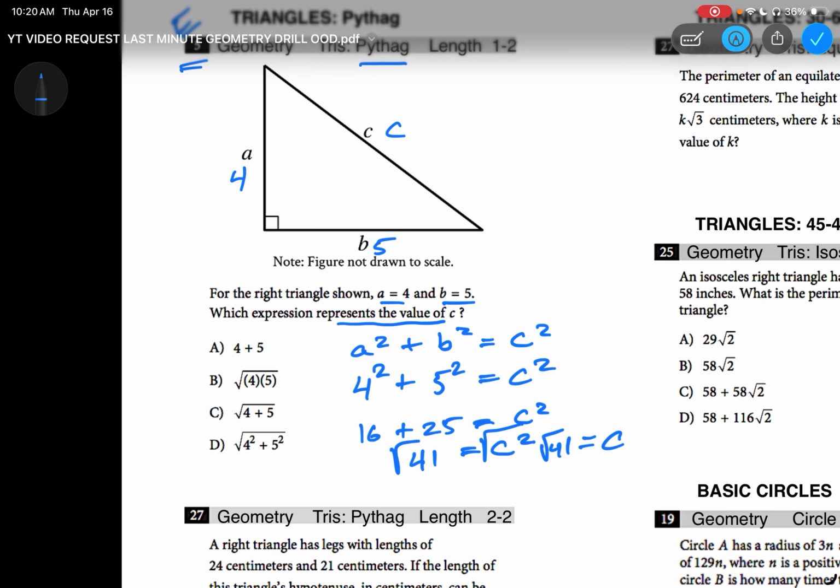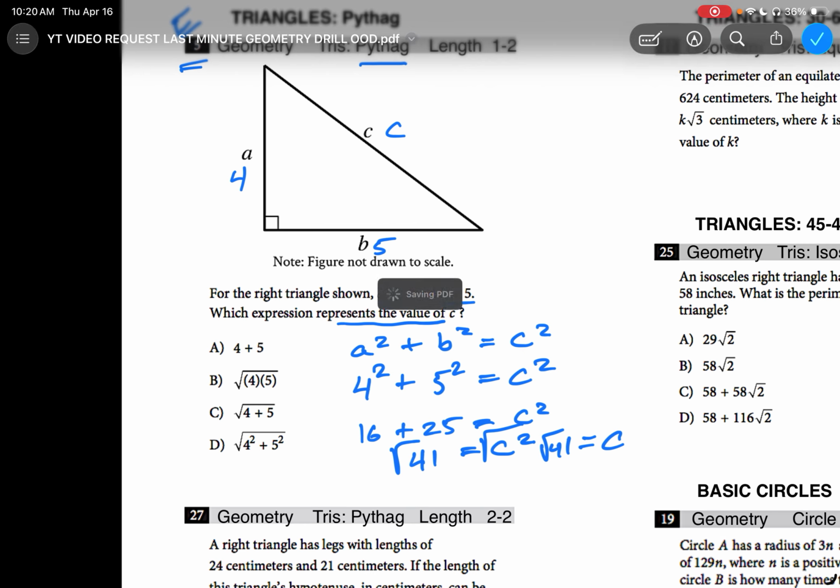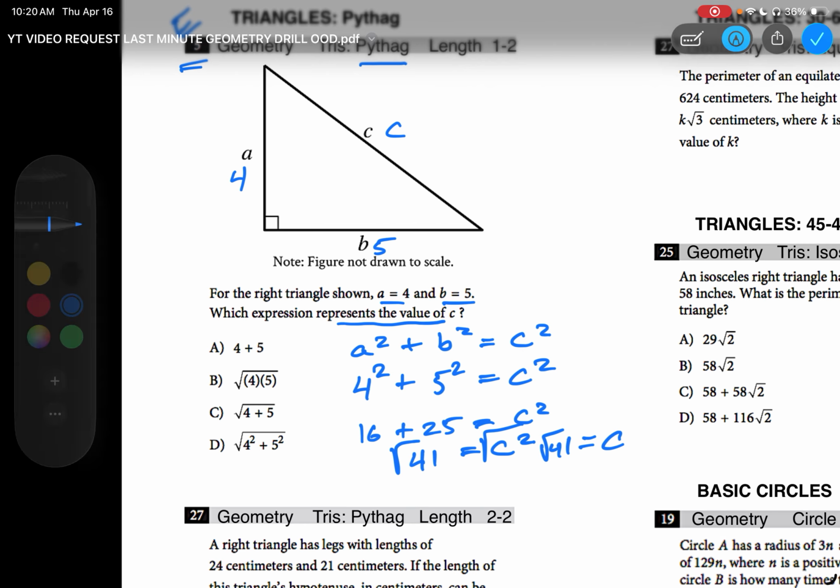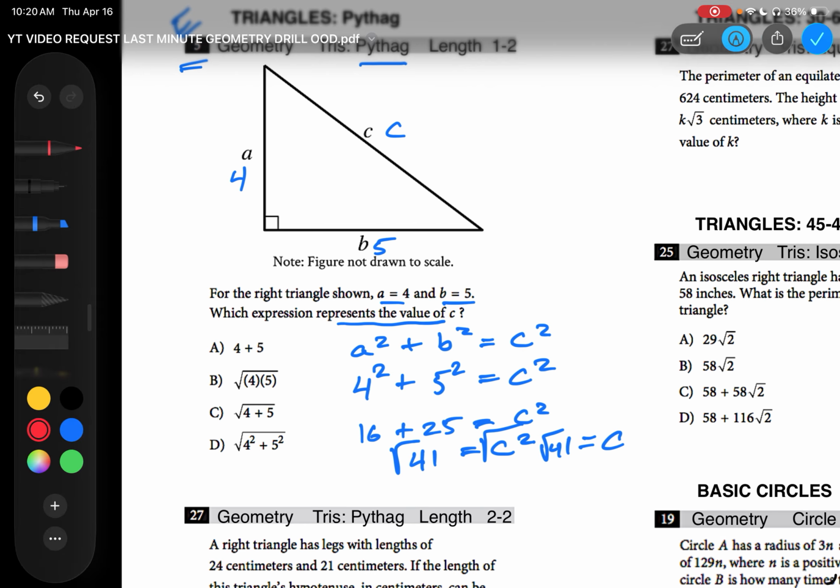Now, to solve for C, how do you get to that? The best answer here is, to solve for C, what did we do? We square rooted C squared and got radical 41, right? Now, what if we did this? We square root C squared. We're going to get C, which means the other side, you got to square root also. So basically, D is your answer.